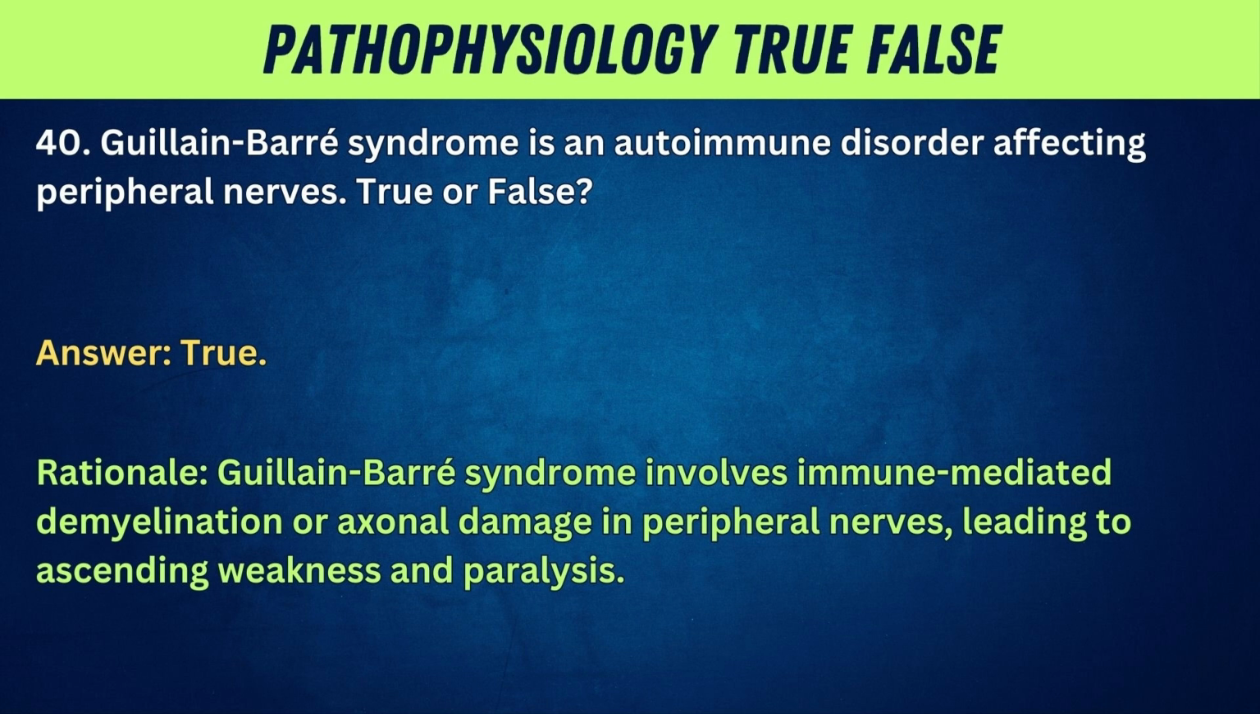40. Guillain-Barré syndrome is an autoimmune disorder affecting peripheral nerves. True or false? Answer: true. Rationale: Guillain-Barré syndrome involves immune-mediated demyelination or axonal damage in peripheral nerves, leading to ascending weakness and paralysis.